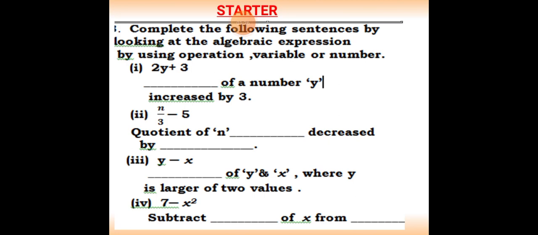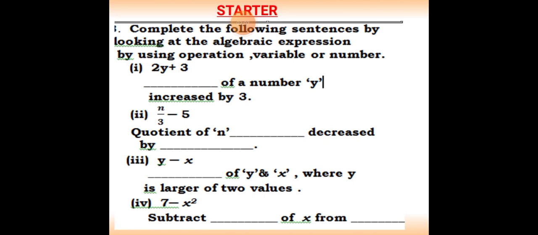Now complete the following sentences by looking at the algebraic expressions, using an operation, a variable, or a number. So 2y plus 3: sum of a number y increased by 3. Double of a number, or twice of a number y, increased by 3. N divided by 3 minus 5: the quotient of n and 3 decreased by 5, you can say.